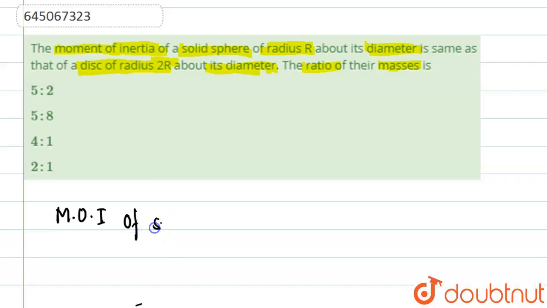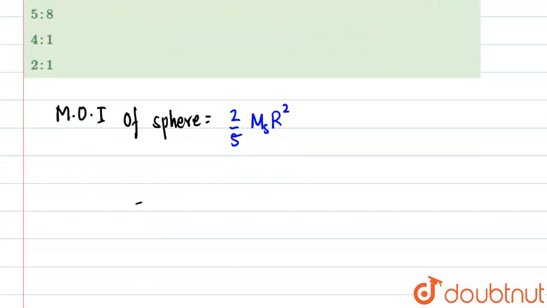of sphere is equal to, as we all know, 2 by 5 into m into r square. Over here we'll take ms as the mass of the sphere. Radius is given as r only, so we will consider r as the universal thing.